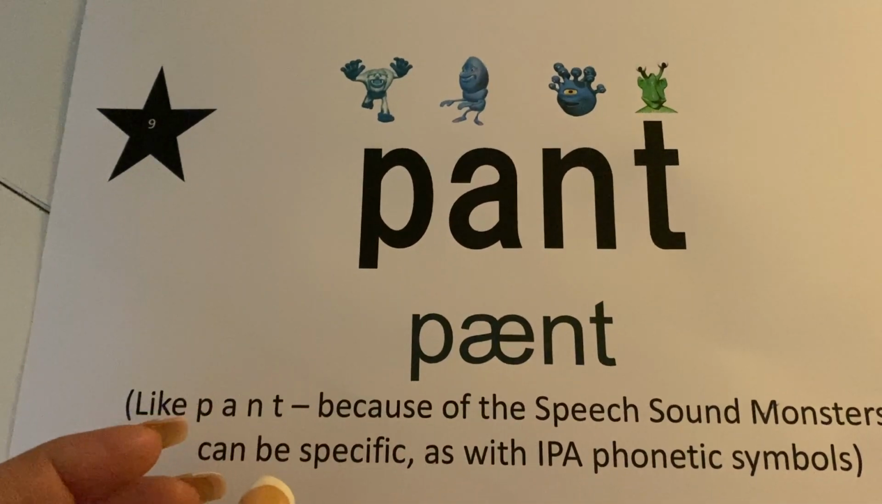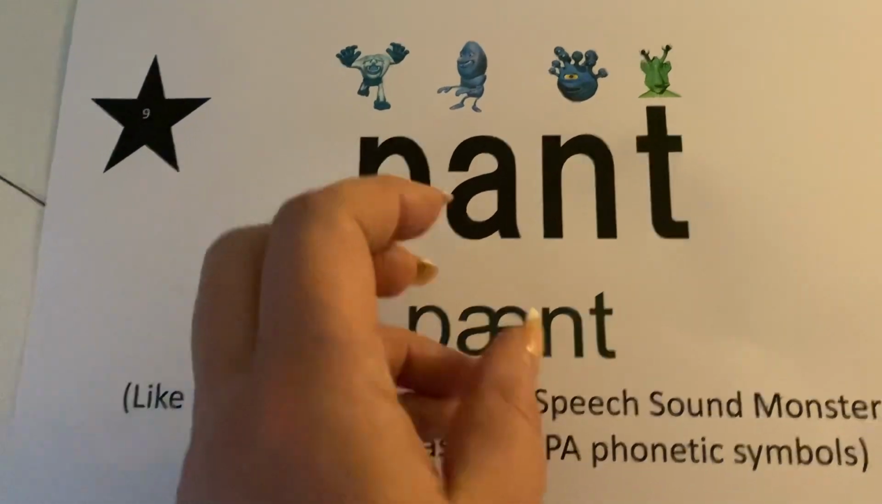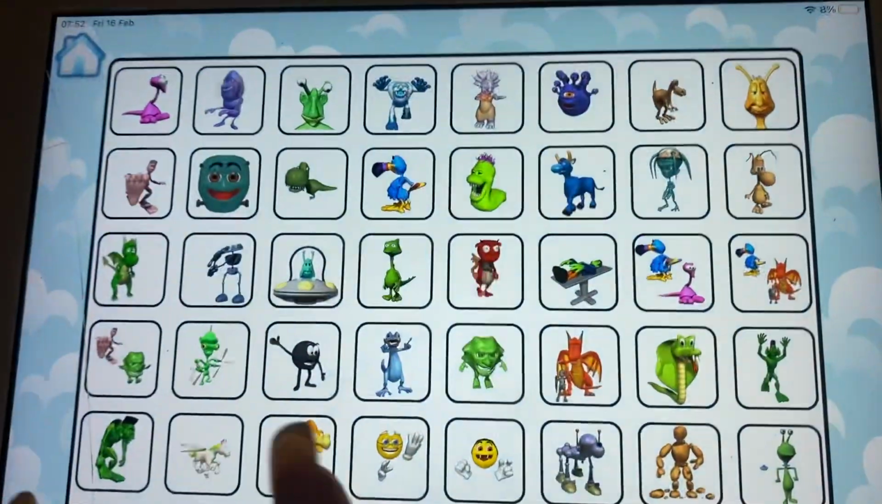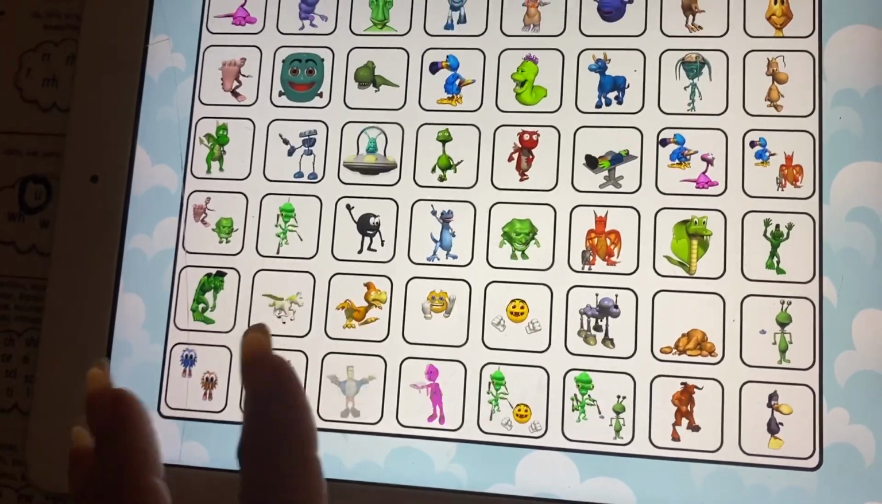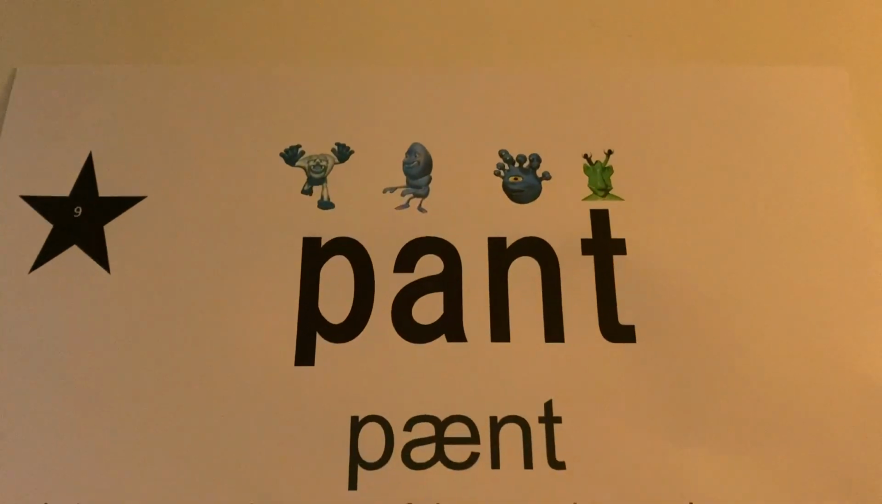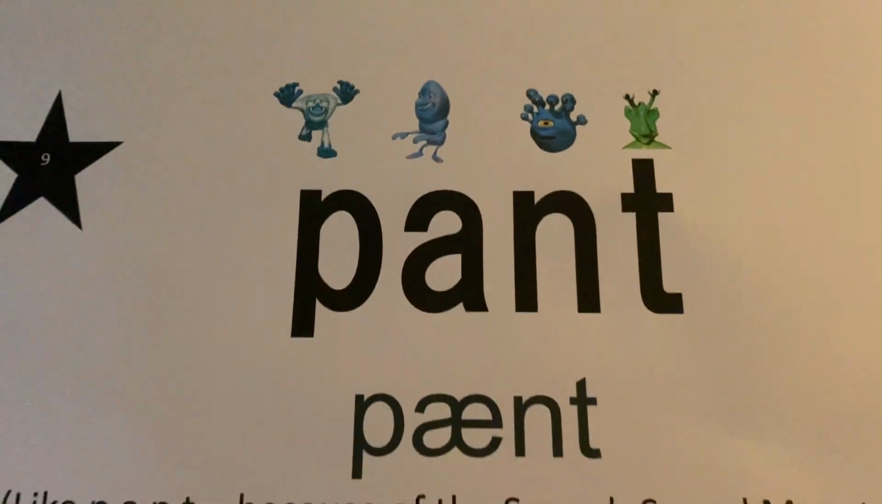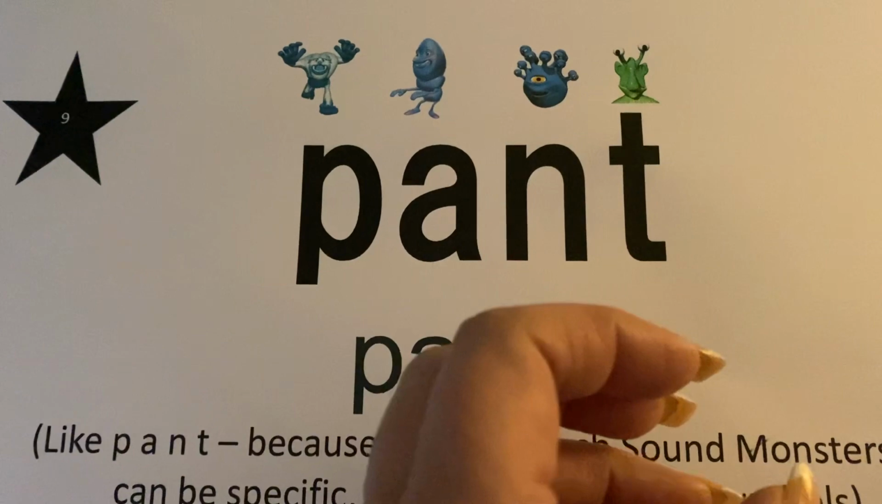So when you go pant, they're going, okay, so what's that sound? Is it this one? Is it pant? Is it pant? What sound is it when you go pant? Give me the sounds in pant. So the teachers need to understand that when you're teaching phonics, it's pant.